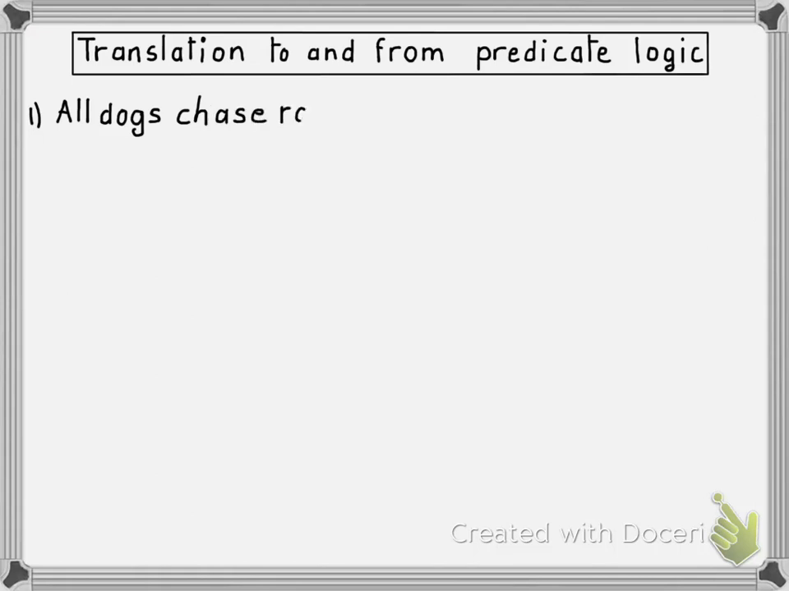So here is our first English sentence. Let's try to translate that into predicate logic. Well, we need a predicate for dogs. Let's call that g of x. And let's assume the universe for x is the set of all animals. We also need a predicate for rabbits. Let's call that r of y with the same universe as for x. And also a predicate for x chasing y, which we call c of x y.